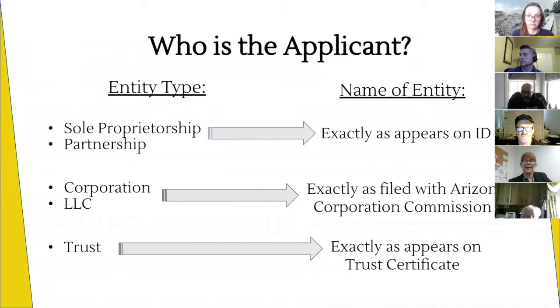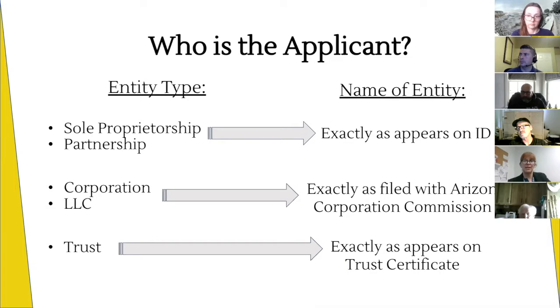Corporations must appear exactly as the name appears with the Arizona Corporation Commission, so there can't be any variations. It has to be like it says at Corp Commission. LLCs, the same thing. And what do you mean by that, Julie? Spaces, periods. Mostly it's the name exactly.